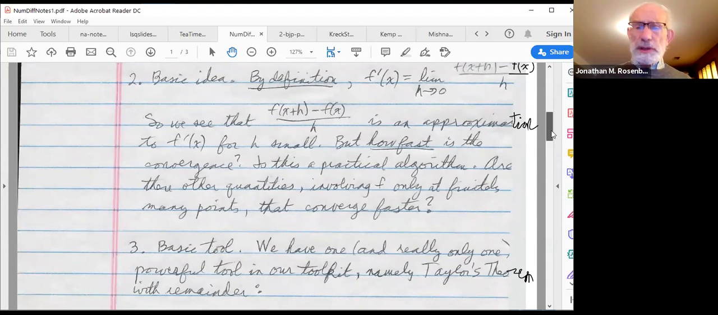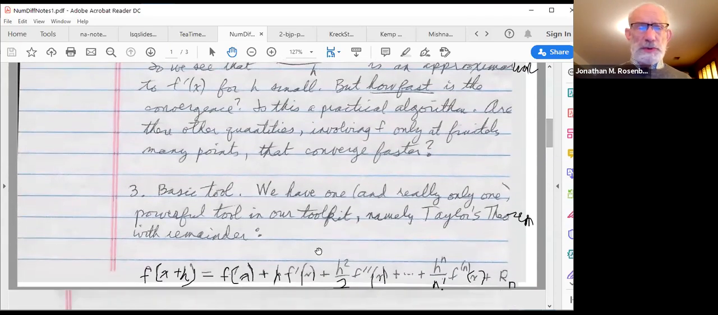You remember that Taylor's theorem says that f of x plus h is equal to f of x plus h times f prime of x plus h squared over 2 factorial times f double prime of x plus, and sorry about the stuff that was written in by hand because the scanner sort of cut off the bottom of the page, up to h to the n over n factorial times the nth derivative of f. And then there's a remainder, which we'll call R sub n.